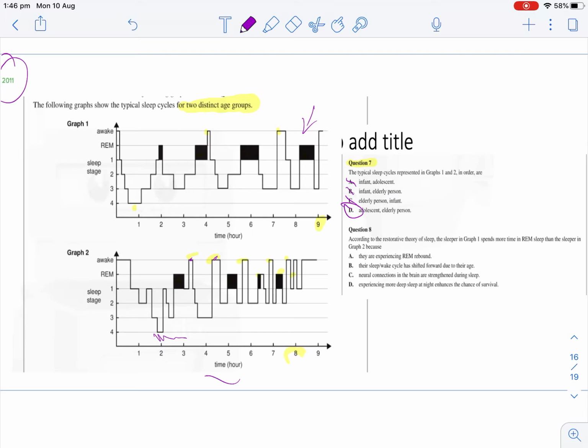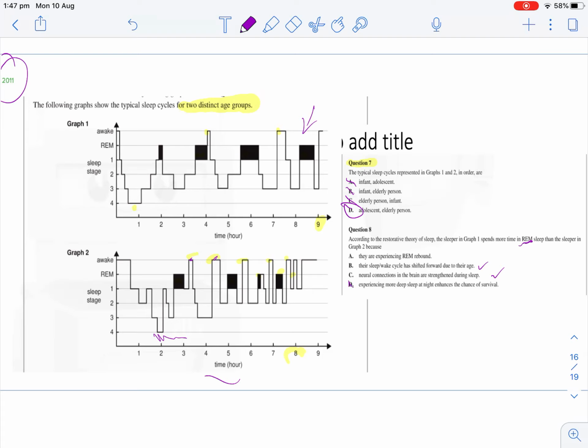Next question. According to the restorative theory of sleep, the sleeper in graph 1 spends more time in REM sleep than the sleeper in graph 2 because they are experiencing REM rebound. Well, we don't know that. Their sleep-wake cycle has shifted forward due to their age. That's true. C, neural connections in the brain are strengthened during sleep. That's also true. Experiencing more sleep at night enhances the survival. That doesn't really apply here.